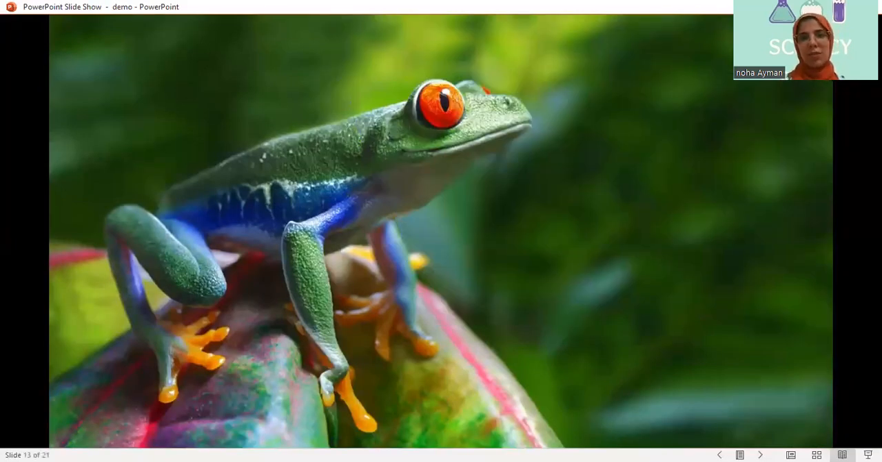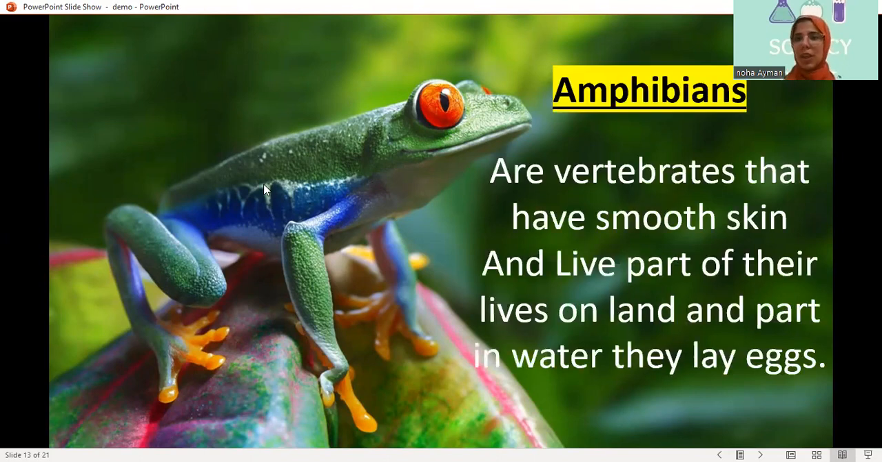Now let's talk about Mr. Frog. The frog, it's not a mammal because it's not covered with fur or hair. And also it's not a reptile because there are no scales on the skin. Look at the skin, it's smooth. So we can put it in the category of amphibians. We can say that amphibians are vertebrates. What's the meaning of vertebrates? Come on, think with me, remember? Yes, animals with a backbone. Excellent. They have very smooth skin and also lay eggs.